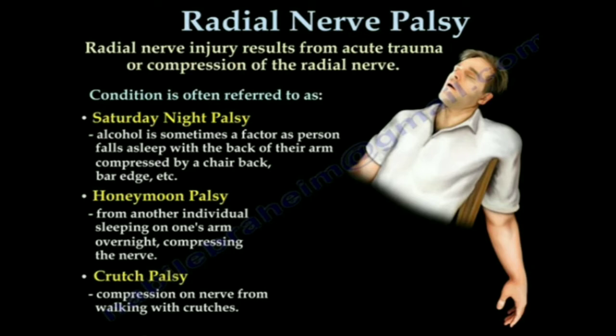It is vulnerable to compression-type injury. This all happens because of compression of the radial nerve. In Saturday night palsy, alcohol is sometimes a factor, as the person falls asleep with the back of their arm compressed by a chair back, bar edge, etc. So there will be a compression in the axillary part, and because of that, this type of clinical aspect occurs.